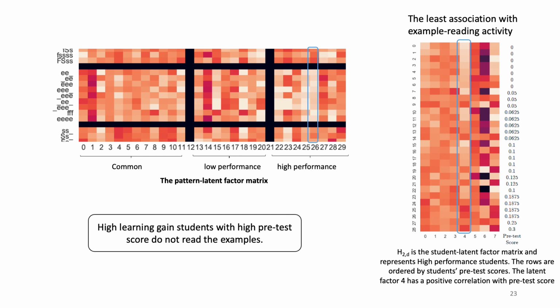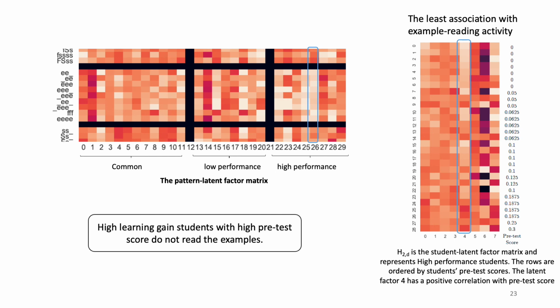Latent factor number 4, which corresponds to latent factor 26 in high performance latent factors, has a small but significant positive correlation with students' pre-test scores. This latent factor has the least association with example reading activities, which are in cluster 4, while being more prevalent in the other pattern clusters.